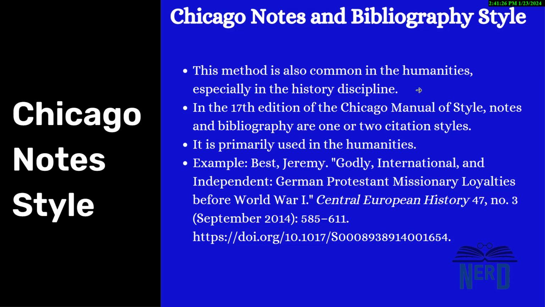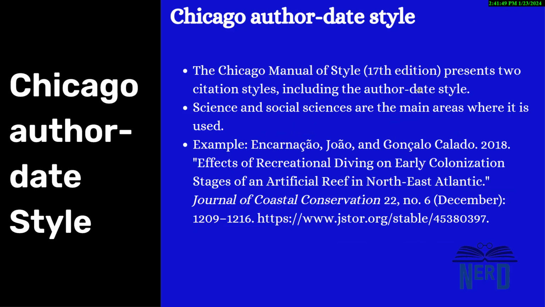Best's last name should come first, and then the first name, full stop, then the full title in quotation marks, and then where it was published, Central European History 47, and then in brackets September 2014, and then we have mentioned the link. So in Chicago author-date style, if it has a date, then you can mention that. For example, you can understand this, there is an article and it follows the same.